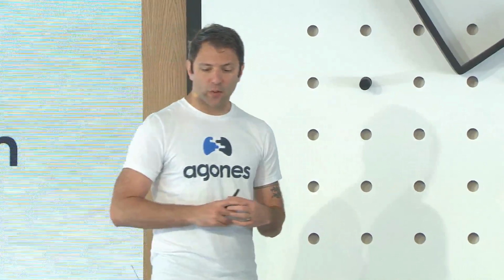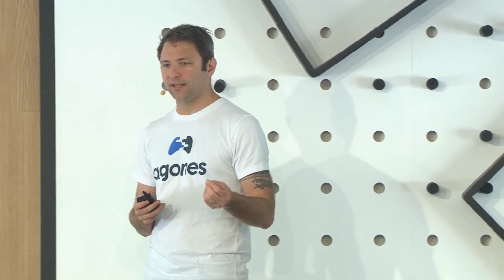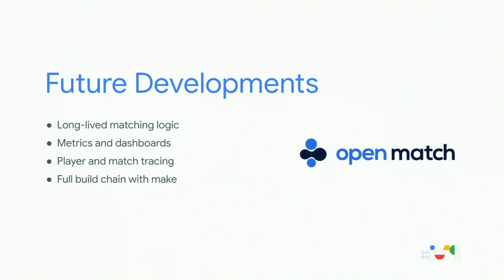On top of that, Open Match also has a quite good roadmap coming up. They want to look at long-lived matching logic. So for example, if you just want to have a service that's running up so that you can consistently hit that endpoint to run your custom match logic. More metrics and dashboards there. Player and match tracing is a big thing, again, so you can trace what is happening with each individual player as they go through your system. And they also want to look to increase and develop their build chain for development tooling as well.